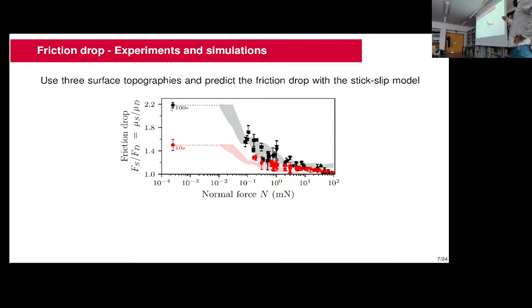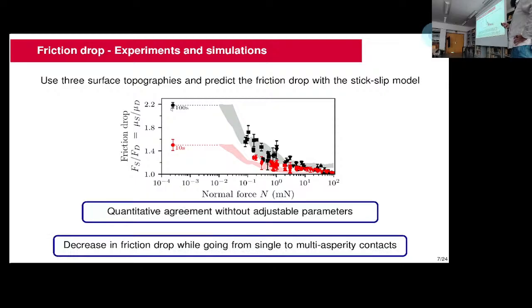So we have a good match between the experiments and our really simple model without the need for any adjustable parameter. We just took as an input the behavior from the AFM experiment and the elastic contact computation. So now we want to understand how it happens.